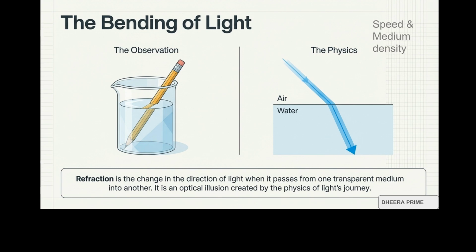To wrap up, remember, light bends because it changes speed. It bends towards the normal when entering a denser medium, and away from the normal when entering a rarer one. This simple bend is responsible for some of the most beautiful illusions in nature.